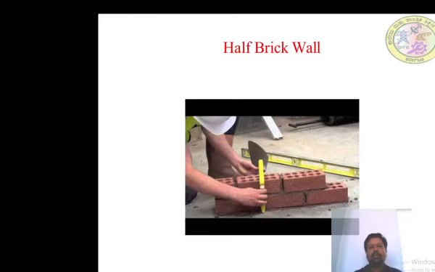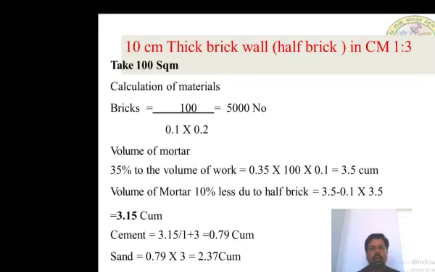Next, the figure shows the 4-inch brick wall, or half brick wall. Take a 10 centimeter thick half brick wall in cement mortar 1:3. Take 100 square meter. In the previous problem we took 10 cubic meter, but the 10 centimeter half brick wall is measured in square meter, so I take 100 square meter.